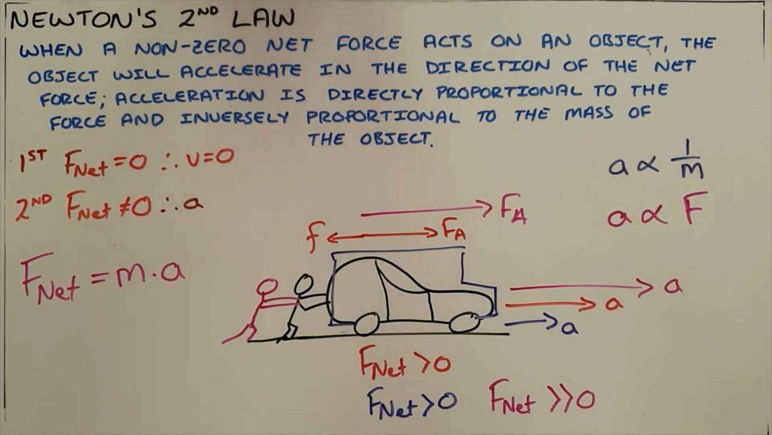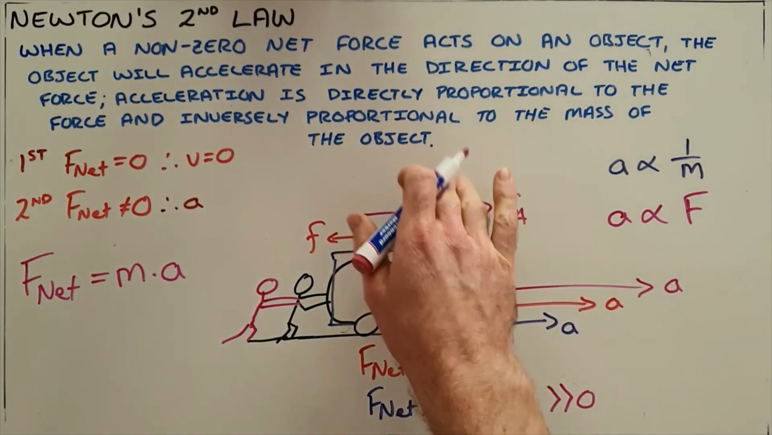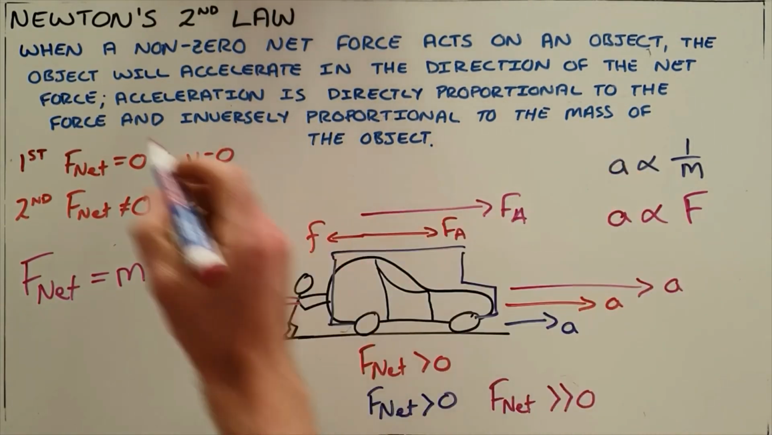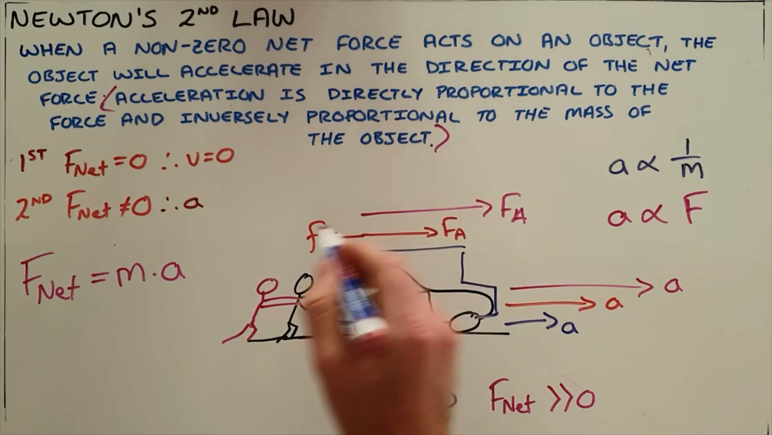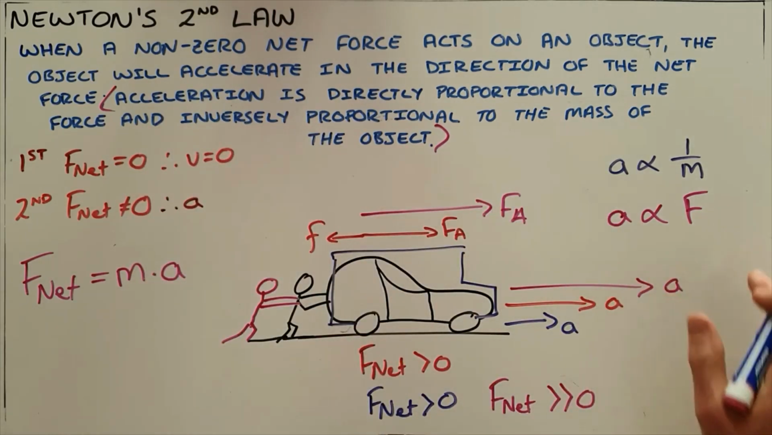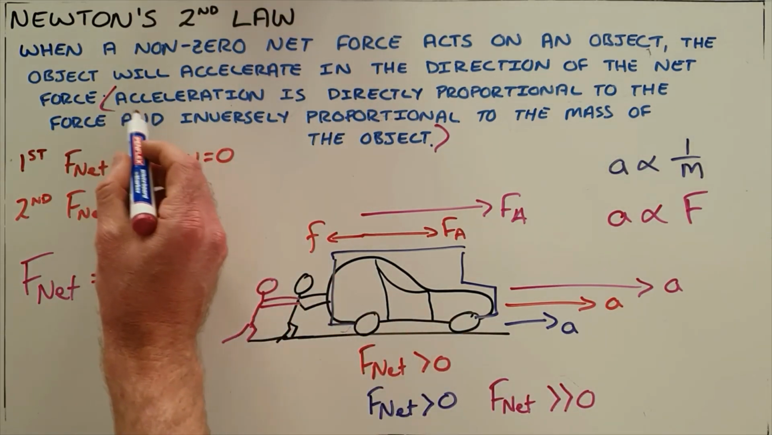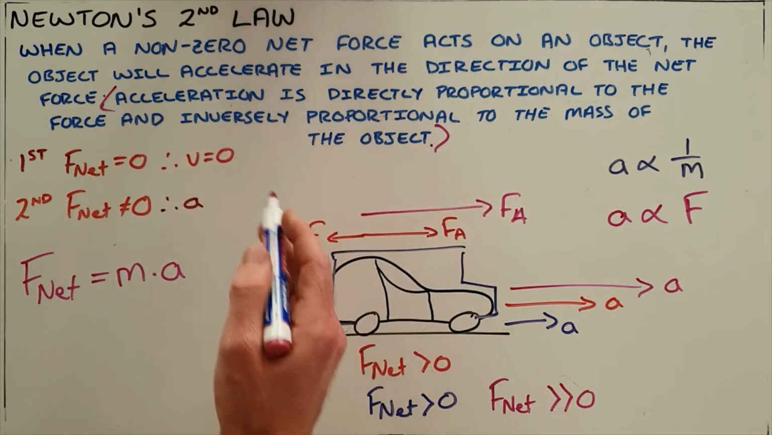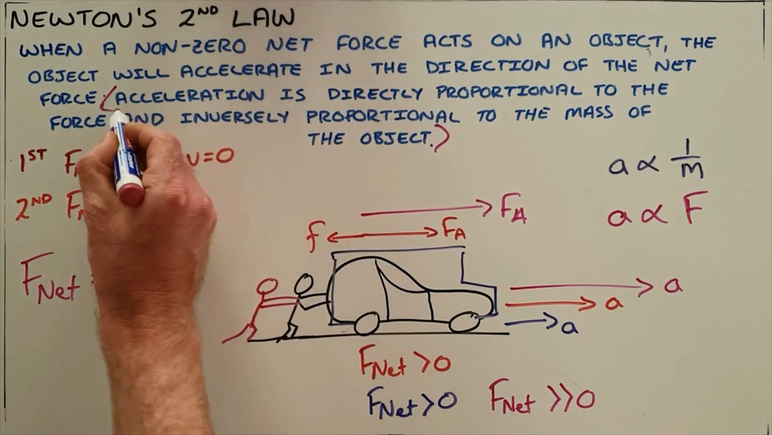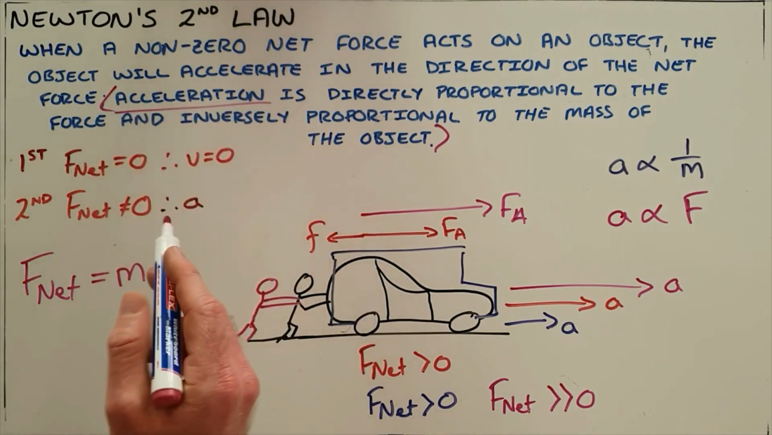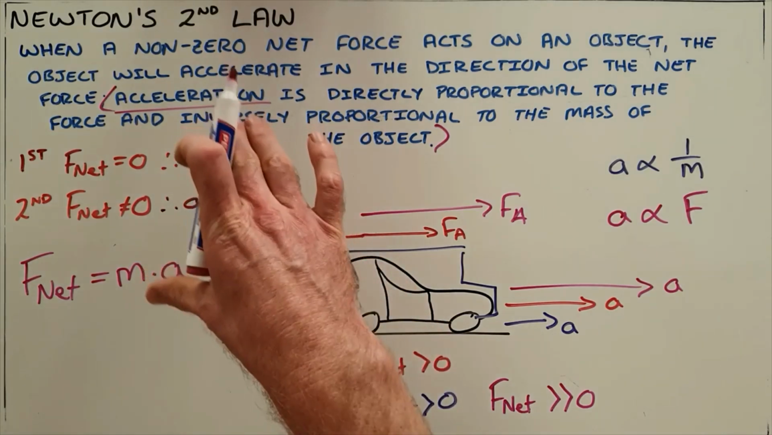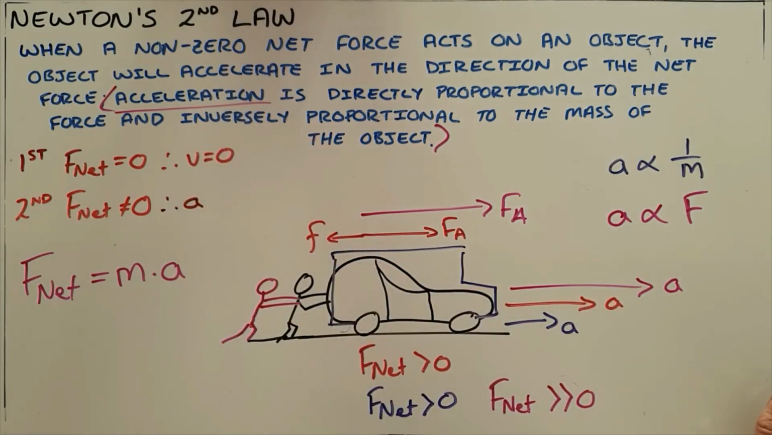Some common mistakes when asked for the definition for Newton's second law are to leave out the second part that explains the relationships between acceleration and mass and acceleration and force. The second common problem is to say that force is directly proportional instead of acceleration. So these underlined words are incredibly important when writing down a comprehensive definition for Newton's second law.